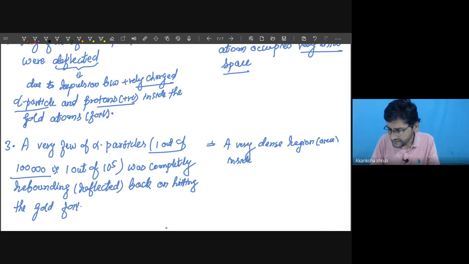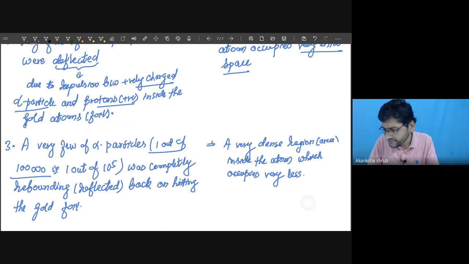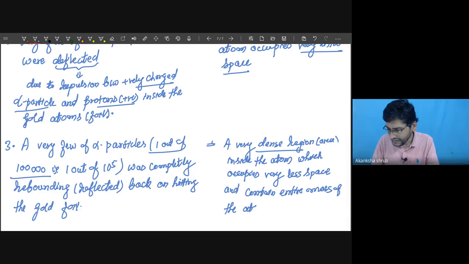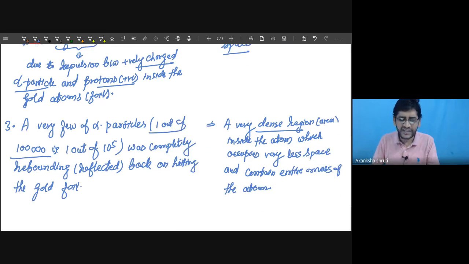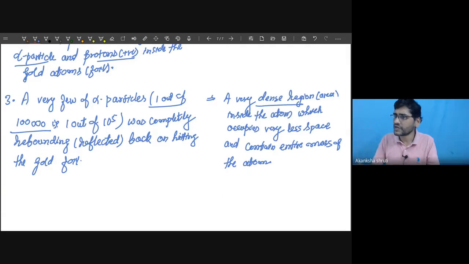inside the atom, which occupies very lesser space and contains, since it is very dense, means very heavy, the entire mass of the atom. Okay, this region was called the nucleus by Rutherford.